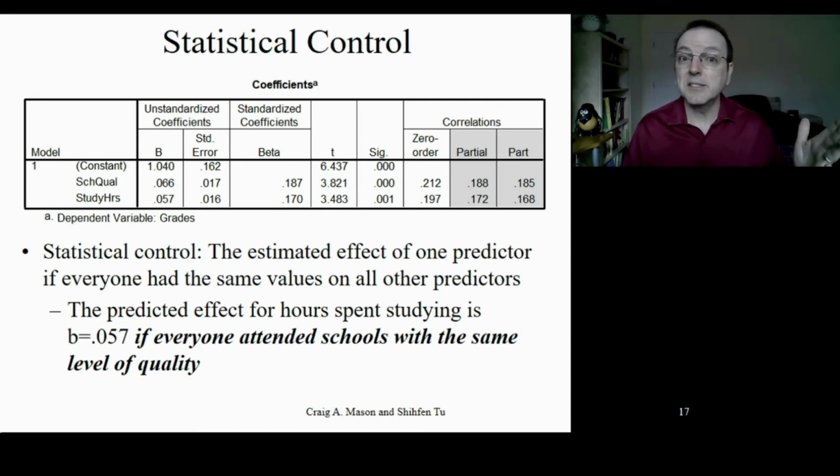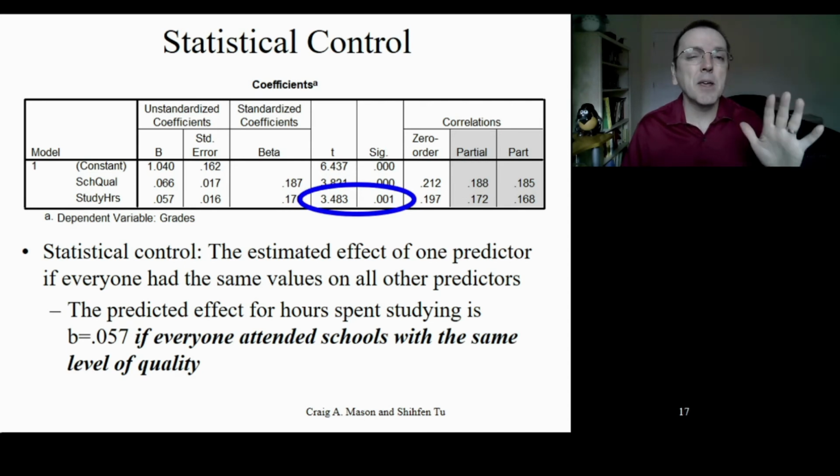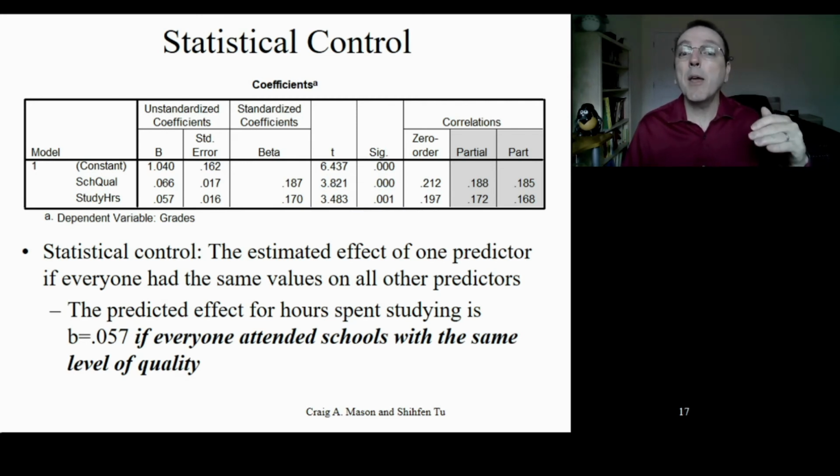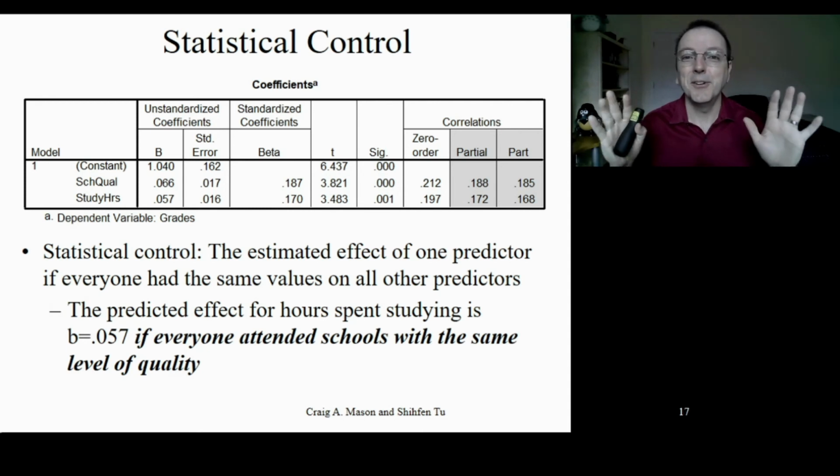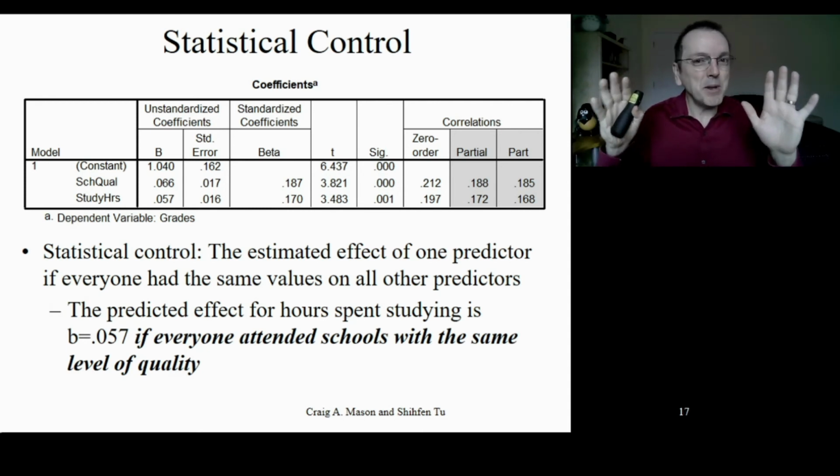And that effect would be statistically significant, right? With t equal to 3.483 and p equal to 0.001. And remember, by statistically significant, we mean that it's likely to be a real increase, not that it's actually a large or meaningful increase. Okay, just a little bit of review there.